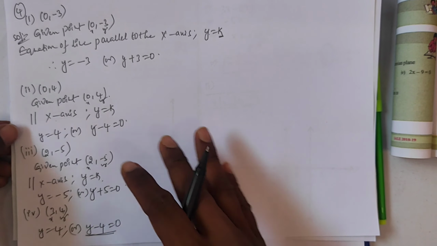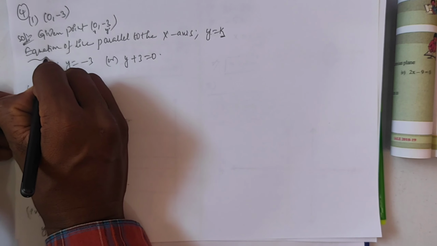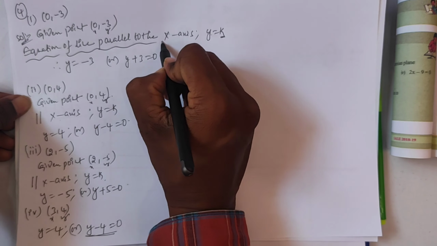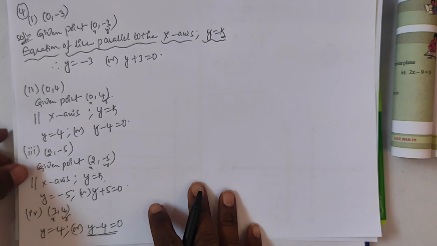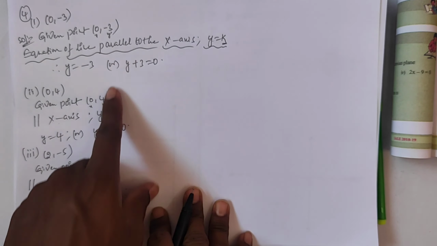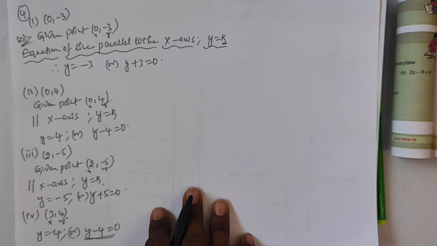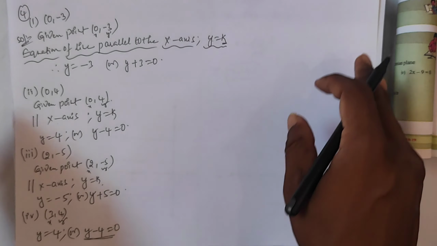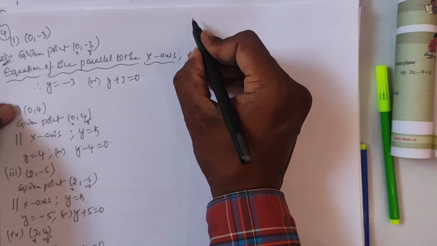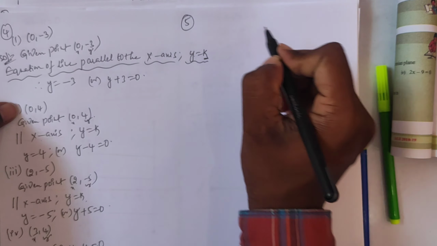Clear? The thing is you have to remember this one. Equation of a line parallel to the x-axis is what? y is equal to constant. Then consider the y term here, transpose, you will get the answer. Clear? This is about question number 4. Now we'll see question number 5.